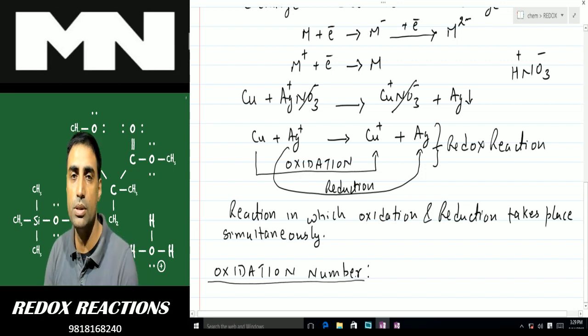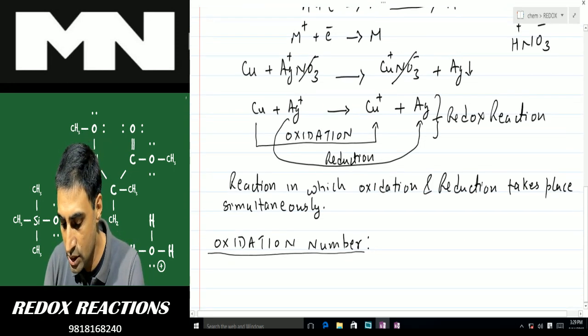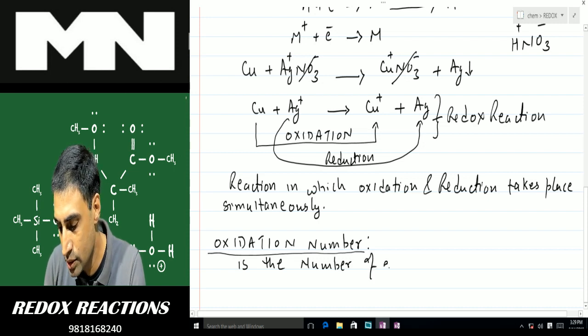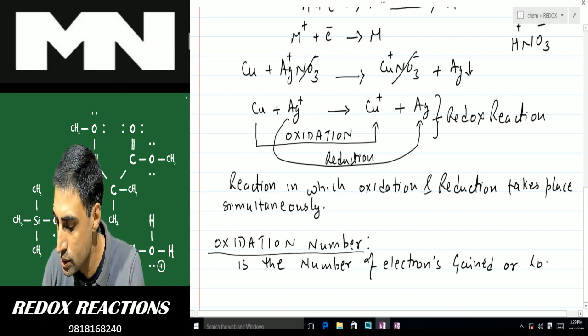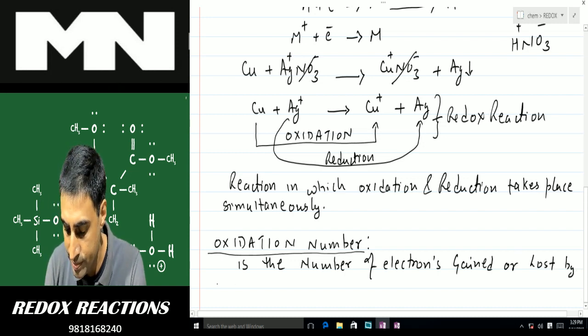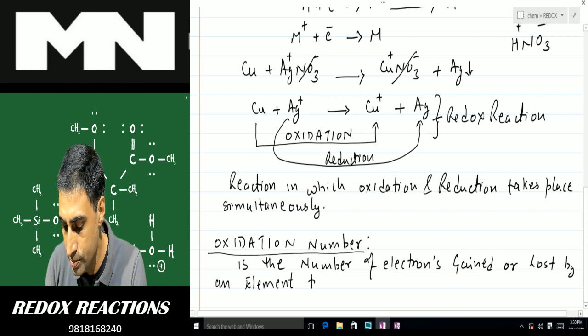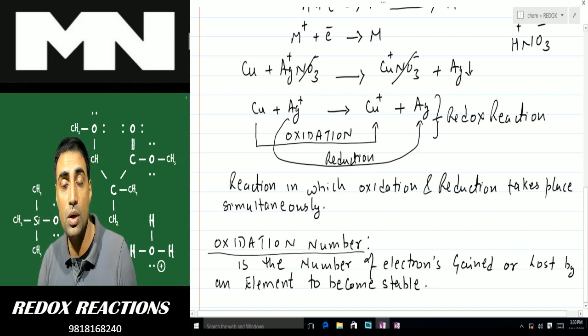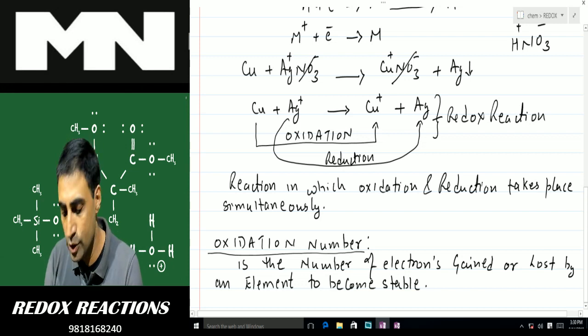Well, we can define oxidation number in two different ways. Oxidation number is the number of electrons gained or lost by an element to become stable. So what is oxidation number? Oxidation number is the number of electrons gained or lost by an element to become stable.